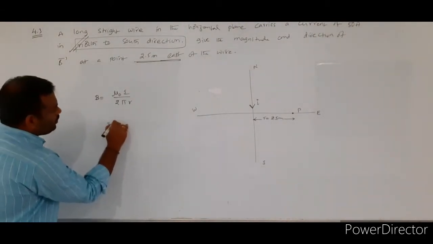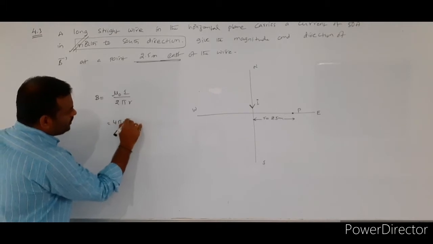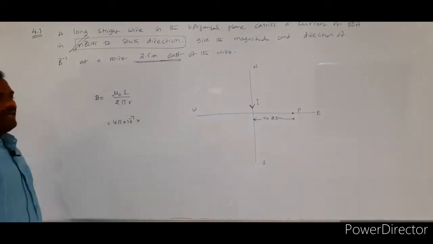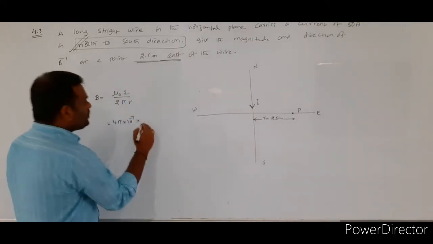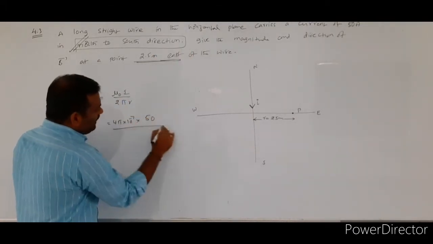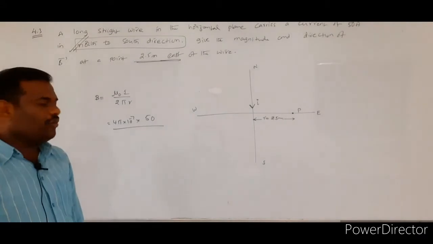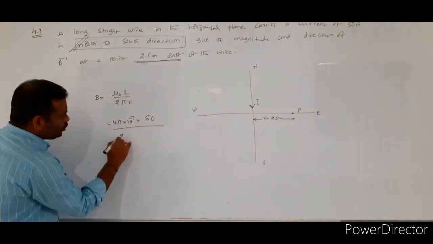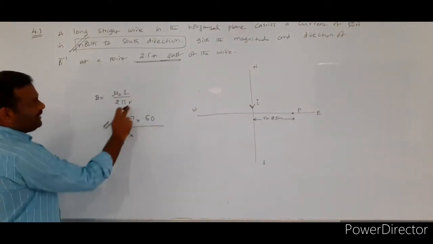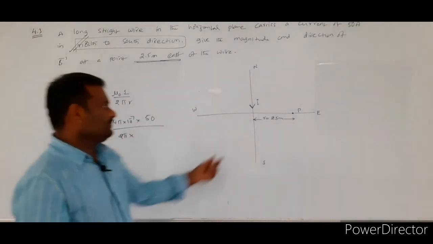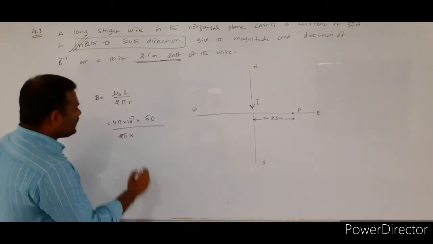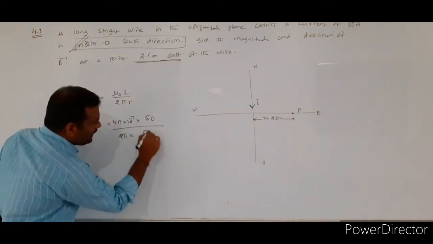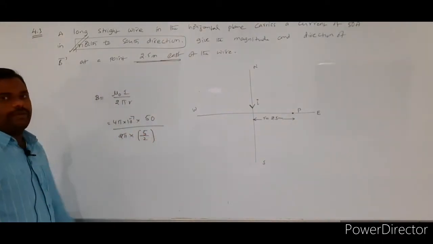Here, mu naught is 4 pi into 10 power minus 7. The magnitude of the current is given as 50 amperes. And 2 pi is 2 pi only. And the distance value is 2.5, which I will write as 5 upon 2.